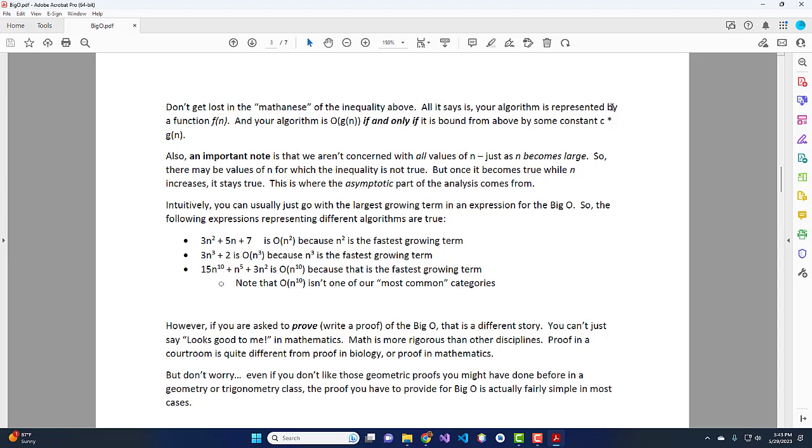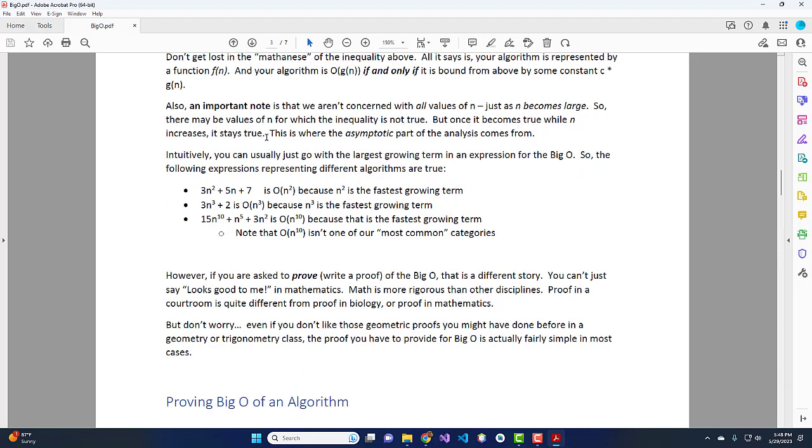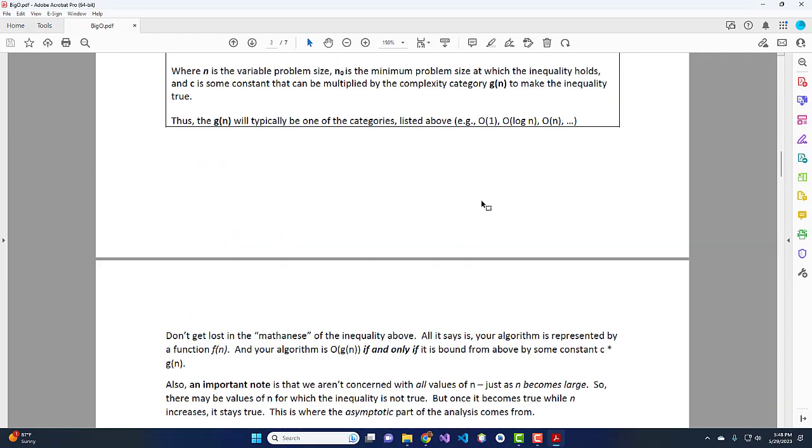So don't get lost in the mathematical language of the inequality above. All it says is your algorithm is represented by a function f of n, and the algorithm is big O of g of n. This is a definition: does it belong to that set called big O of g of n? If and only if it is bounded from above by some constant c times that function g of n. An important note is that we aren't concerned with all values of n, just as n becomes large. So there may be values of n for which this inequality is not true, as I mentioned before.